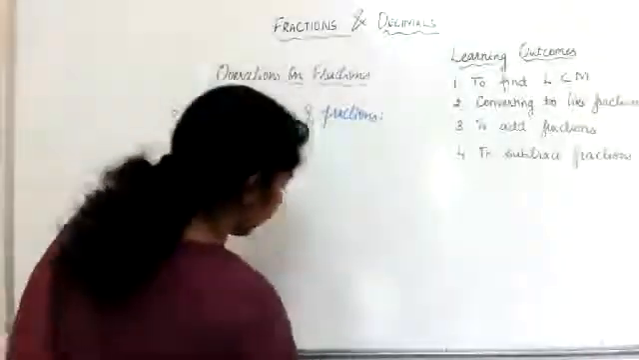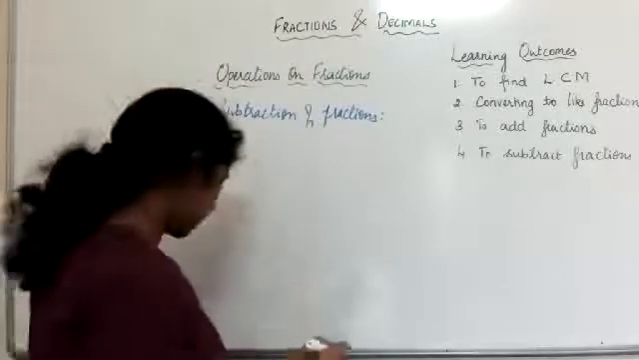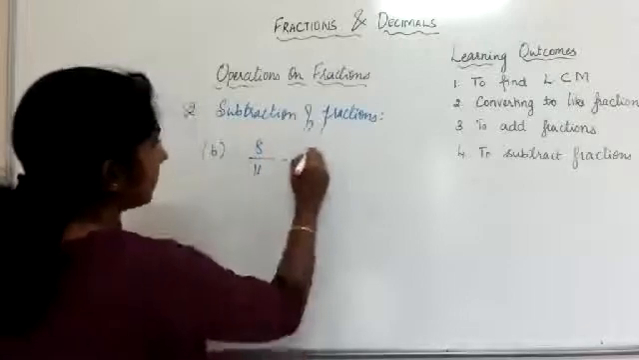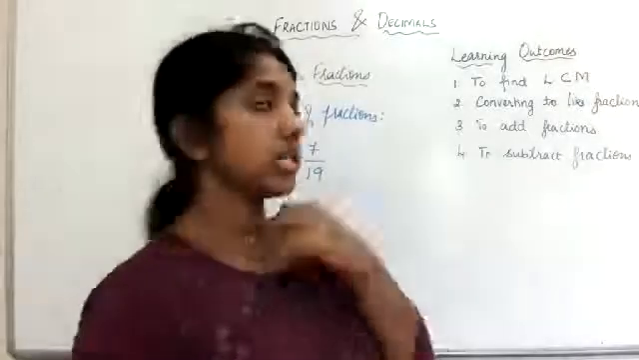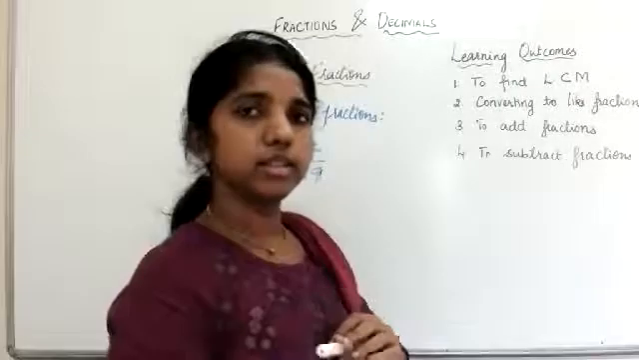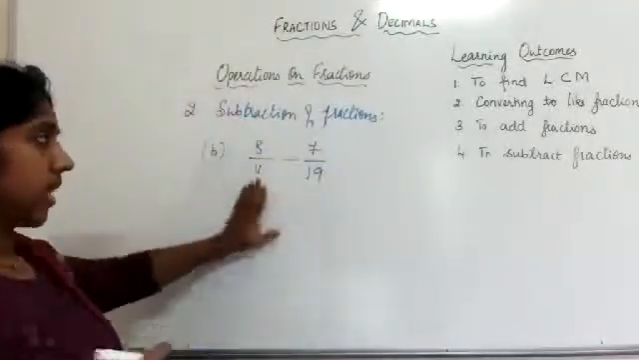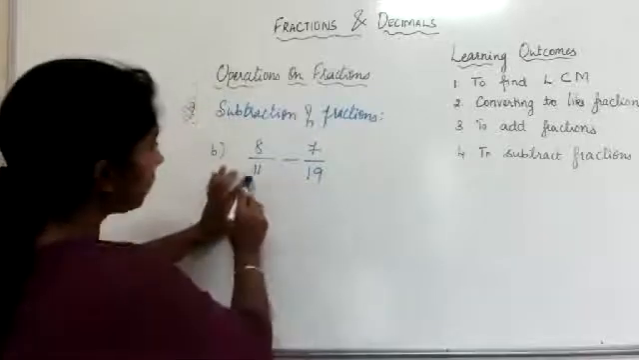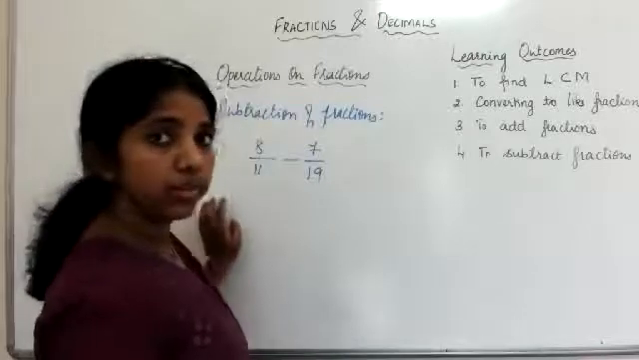The next one we will go for when we have two unlike fractions, that is 8 by 11 minus 7 by 19. 8 by 11 and 7 by 19 is your fraction. So again your denominators are different. Now look at these fractions. Denominators are different, as well as both the denominators are prime numbers.